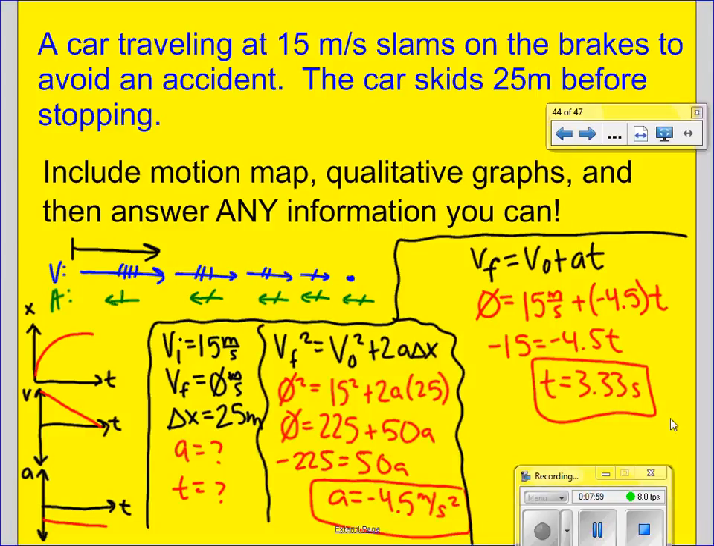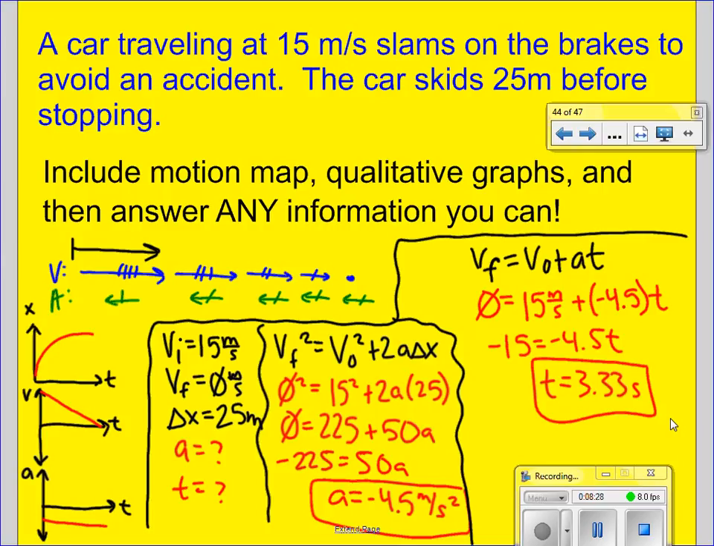Okay, notice for the first one that I'm using V final squared equals V initial squared plus 2a delta x. This is because I need to find acceleration first, but I don't have time. Notice how I plug in my values: 0 squared equals 15 squared plus 2a(25). I simplify that out by squaring my values and then multiplying 2 and 25 together. And after I do some manipulation, I get my acceleration is negative 4.5 meters per second squared.